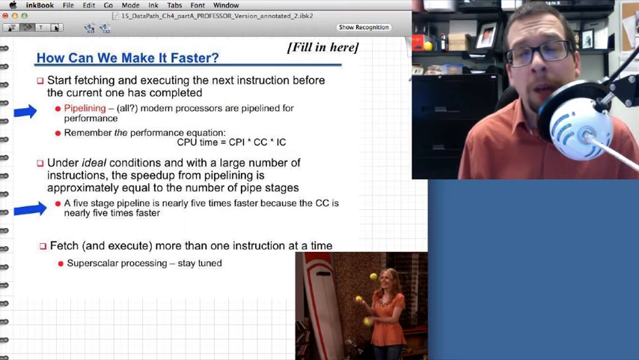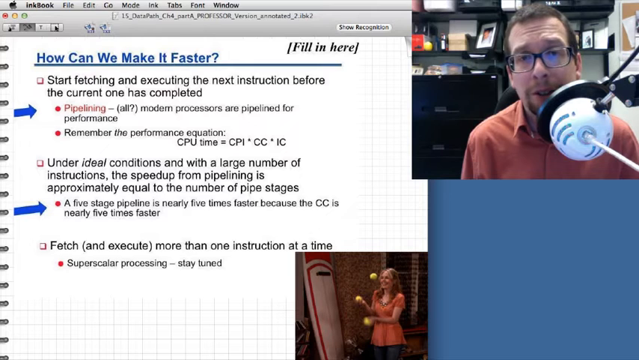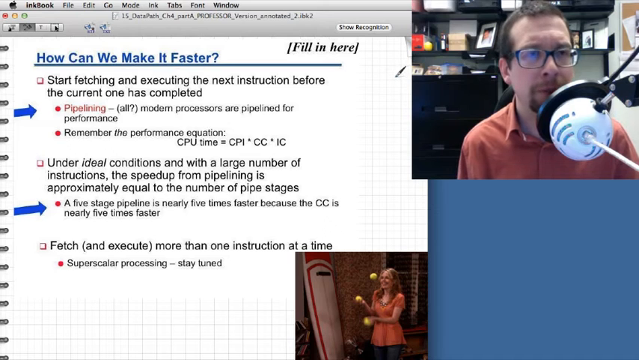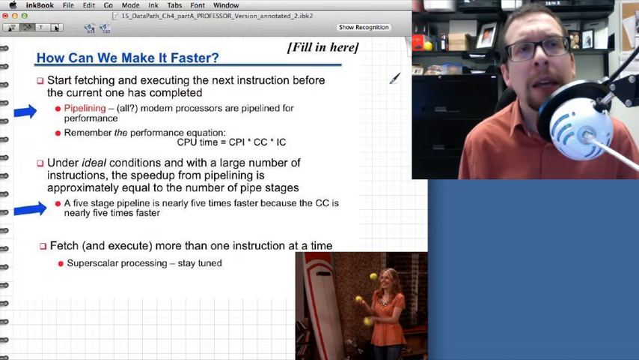Okay, so we spoke about a single cycle architecture like the HC11 or the 9S12. How could you change the architecture to make it faster? That is, to execute more instructions over a certain period of time. The way to do that is by fetching and executing the next instruction before the current one has completed.